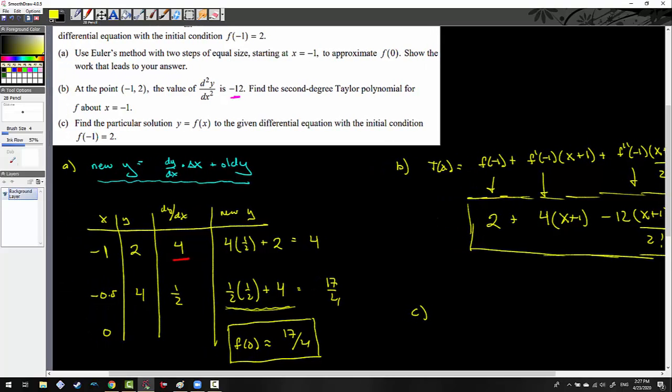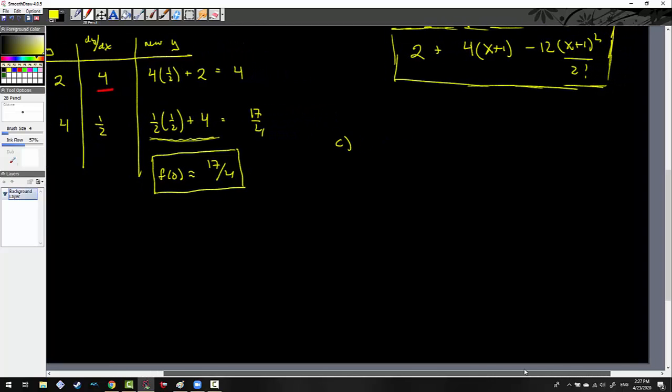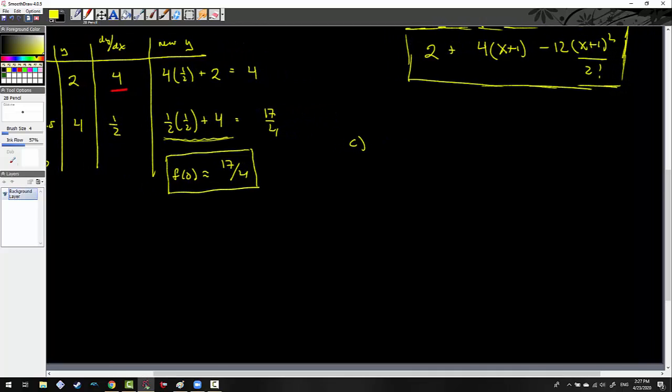Part C, find the particular solution, y equals f of x, to the given differential equation. Okay, so this is back to Calc AB. We've done this so many times. So I think I have enough space, so I'll just get ready to rock and roll here. So dy/dx is equal to 6x squared minus x squared y. This one's going to be kind of tough to separate the terms on, but I think we can do it.